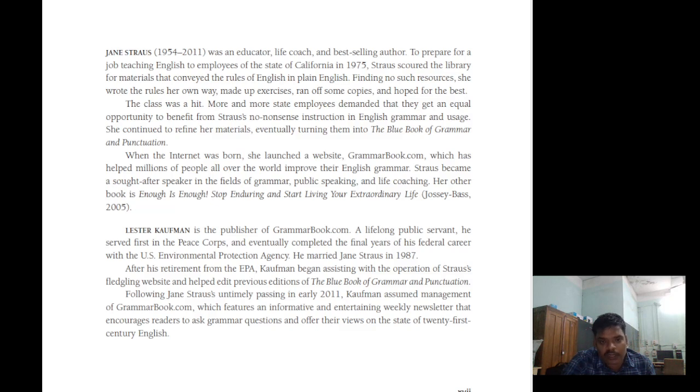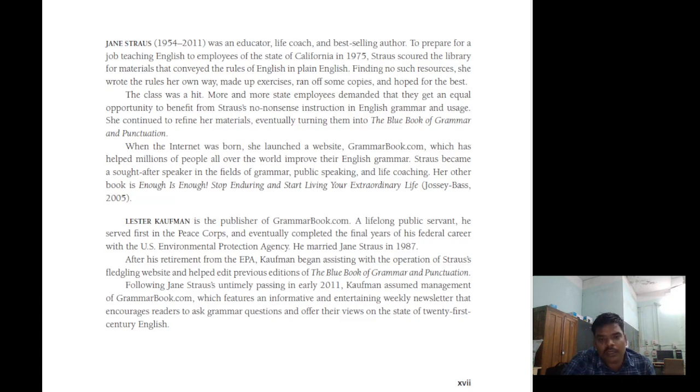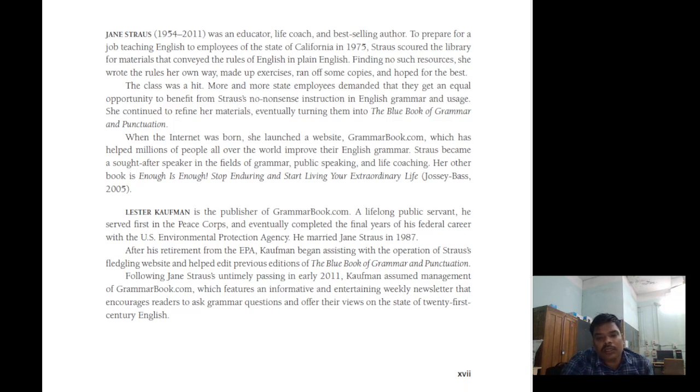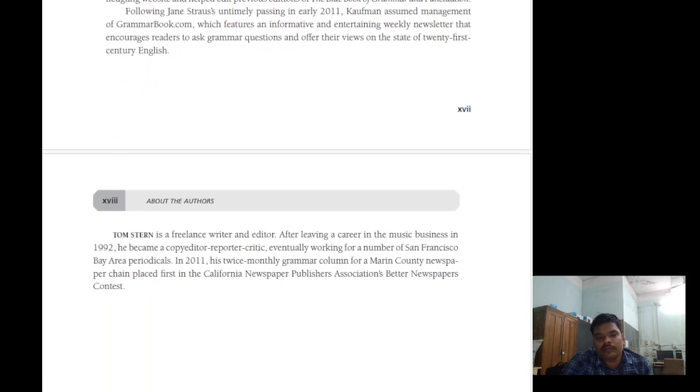After his retirement from the EPA, Coffin began assisting with the operation of Strauss' publishing website and helped edit previous editions of the Blue Book of Grammar and Punctuation. Following Jane Strauss' untimely passing in early 2011, Coffin assumed management of GrammarBook.com, which features an informative and entertaining weekly newsletter that encourages readers to ask grammar questions and offer their views on the state of 21st century English.